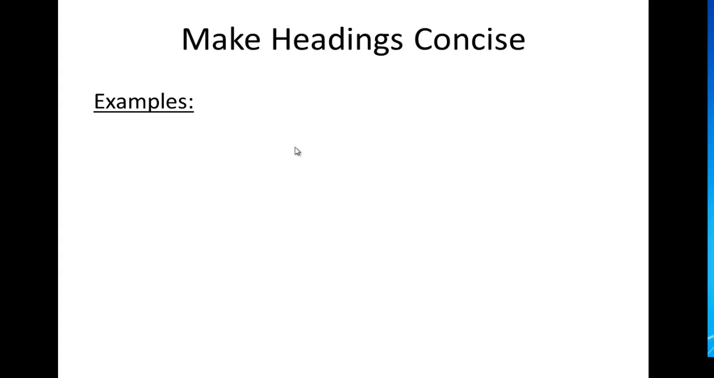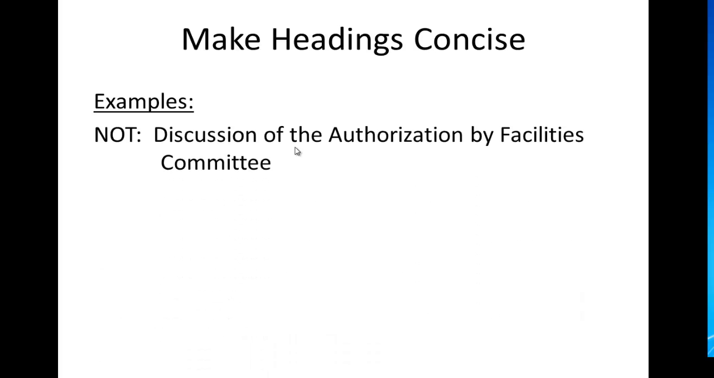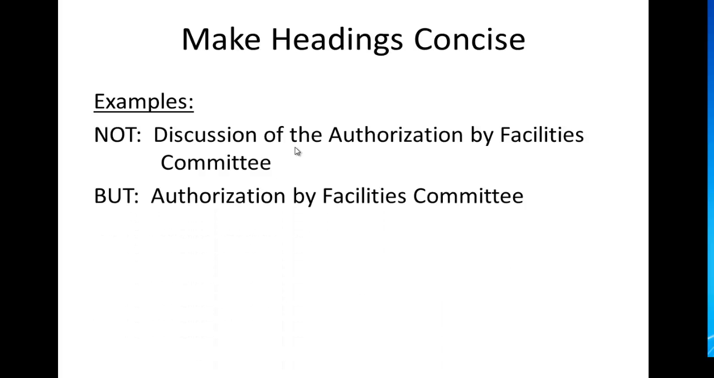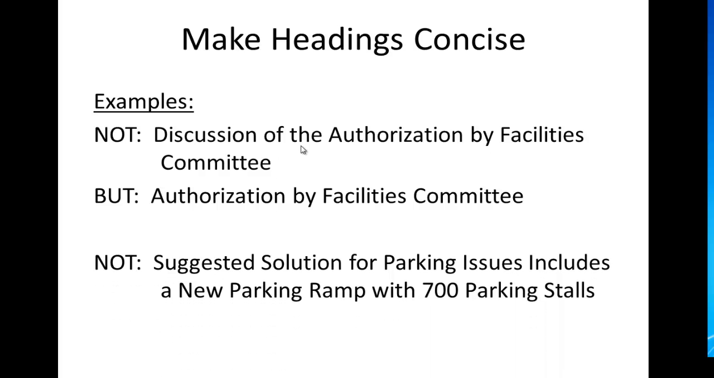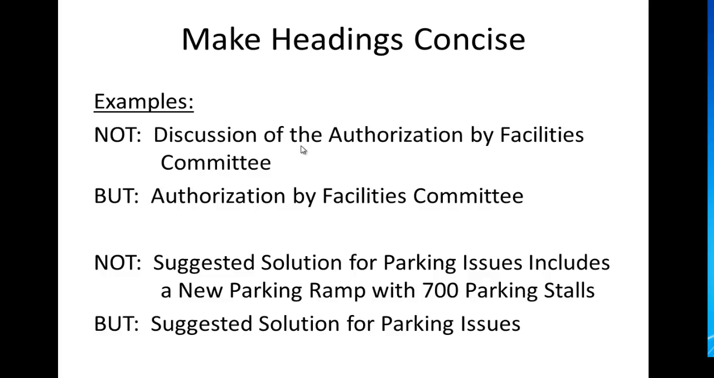Now here's some other examples. Discussion of the authorization by facilities committee. That's too wordy, and we would rather have something like this: authorization by facilities committee. Another one: Suggested solution for parking issues includes a new parking ramp with 700 parking stalls. Instead, we would say suggested solution for parking issues. Especially if we're using the indirect method, we may not want to tell them exactly what the solution is at this point. We want them to read through what we're going to say because we're trying to convince them. But this is concise and better.